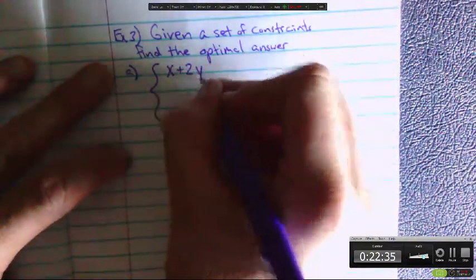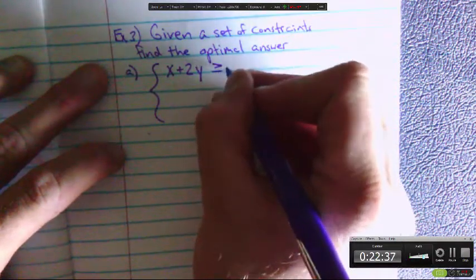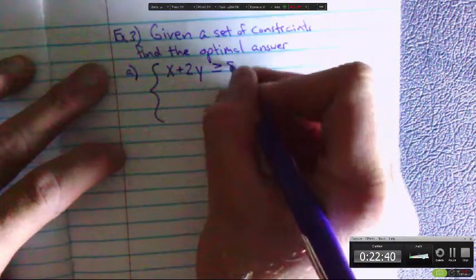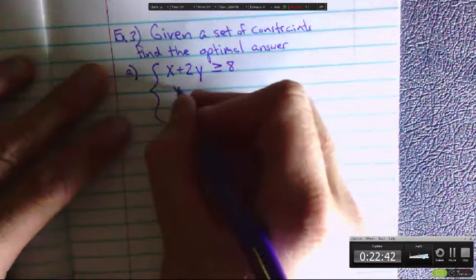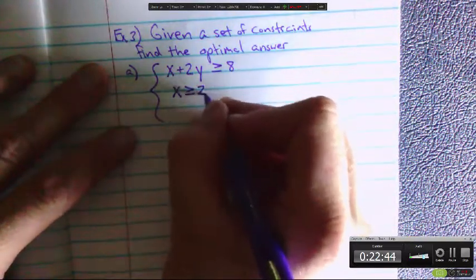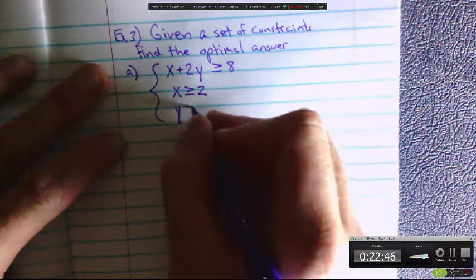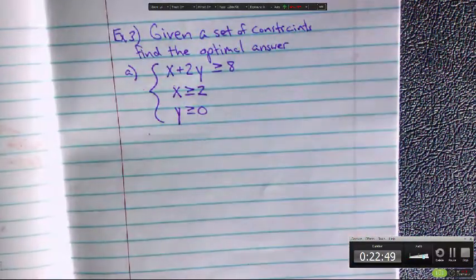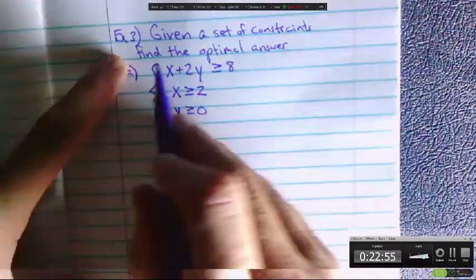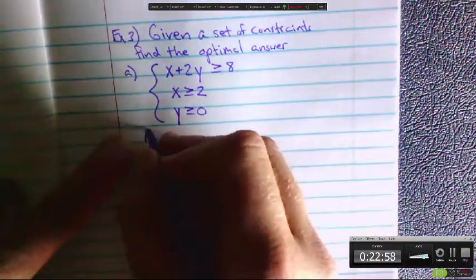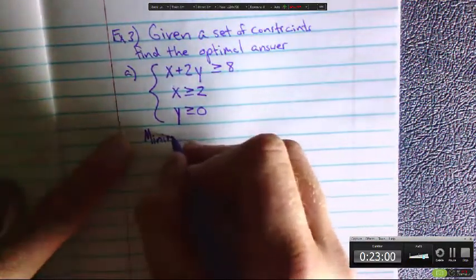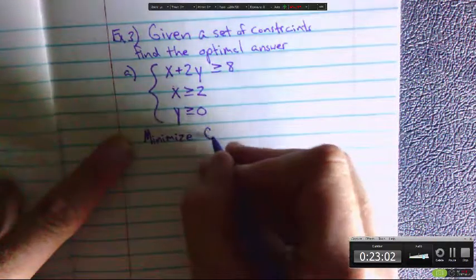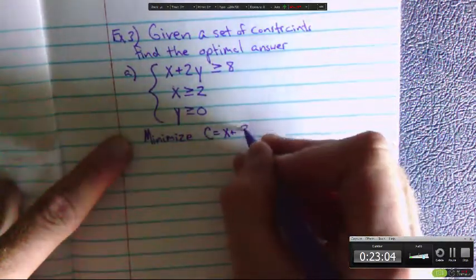Here's the constraints. X plus 2y has to be more than or equal to 8. X has to be more than or equal to 2. Y has to be more than or equal to 0. We're not just plugging in points on that, right? Well, given a set of constraints, find the optimal answer. And then here's what we're trying to do: minimize cost equals X plus 3y.